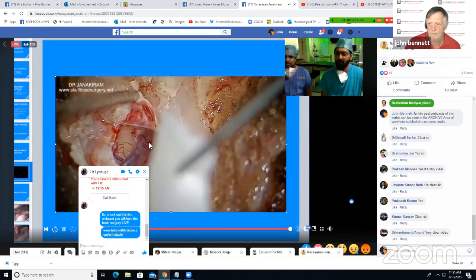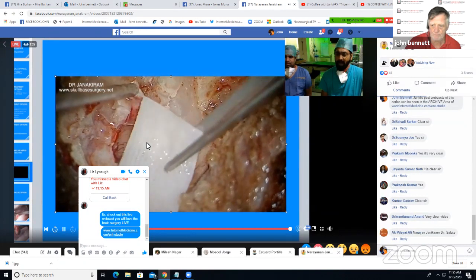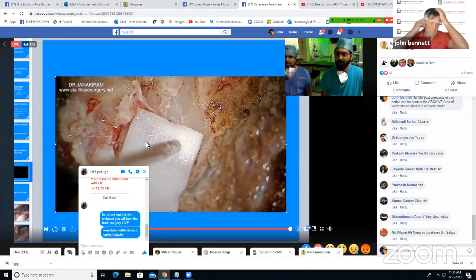And then we will suture that flap, and then we keep a long lint.